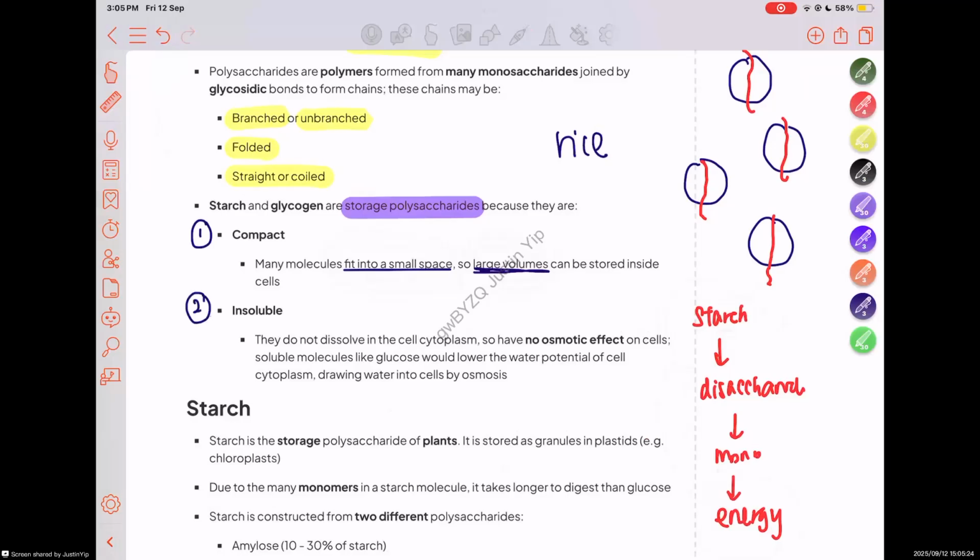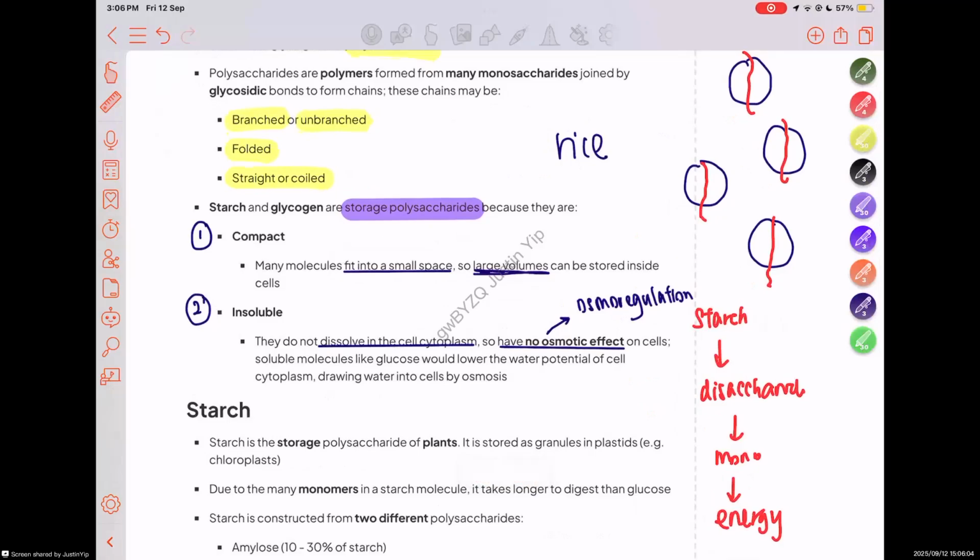The second one is insoluble. They do not dissolve in cell cytoplasm, and they have no osmotic effect. Osmotic effect you will learn in a chapter called osmoregulation, which covers how your urine is produced and how your body maintains water balance. You have heard before of hypertonic, hypotonic, isotonic. This is what we call osmotic effect: how water moves from one place to another.